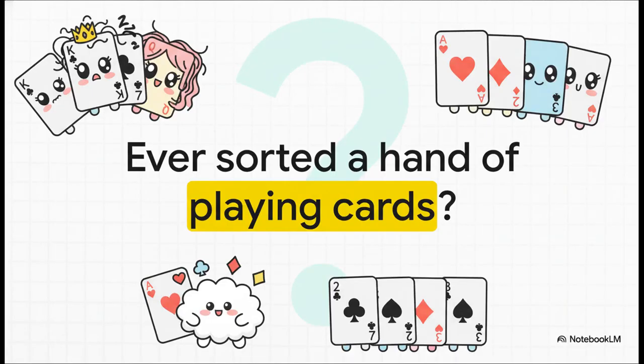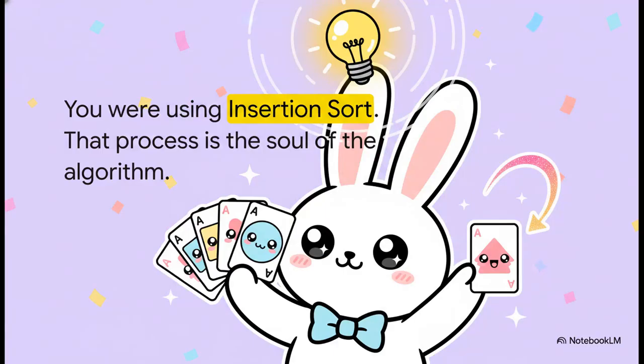Seriously, think about it. You've just been dealt a fresh hand of cards, and they're a total mess. What's the very first thing you do, almost without thinking? You start picking them up, sliding them into place, arranging them. That move, that instinct, that's what we're going to break down today. If you've ever done that, then congratulations. You've already got the big idea behind one of the most fundamental sorting algorithms in computer science.